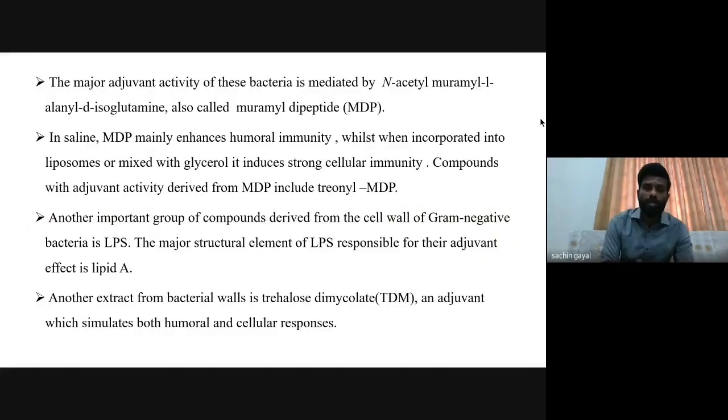In saline, muramyl dipeptide mainly enhances humoral immunity, while when incorporated with liposomes or mixed with glycerol, it induces strong cellular immunity. So muramyl dipeptide gives humoral as well as cellular immunity, but after the addition of some substances. Another extract, as I previously said, is trehalose dimycolate, a bacterial wall content. It is used as an adjuvant and gives both humoral as well as cellular immune response.